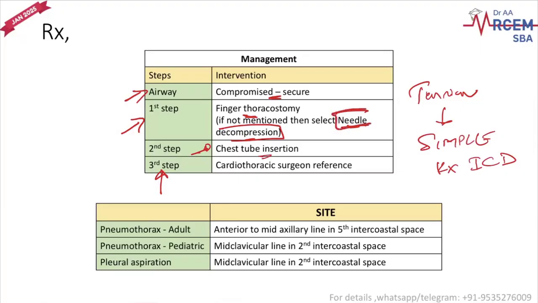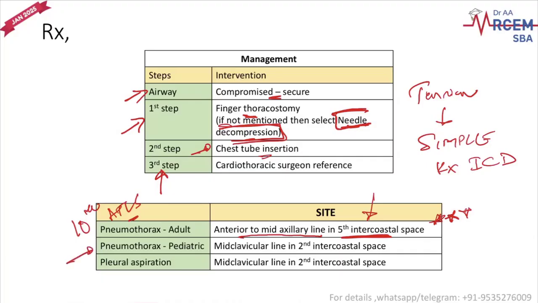The way to do a needle decompression is important. According to the 10th edition of ATLS, they have changed the position where you used to do it. Now they recommend doing it just anterior to the mid-axillary line in the 5th intercostal space. Remember this because it has changed in the 10th edition. In the 9th edition, it was different.